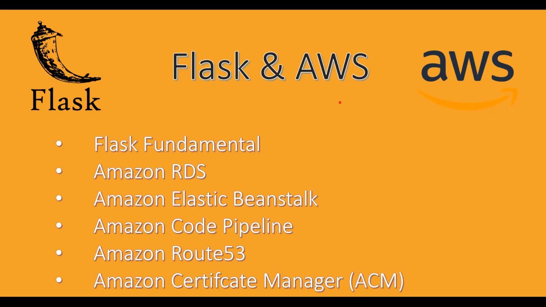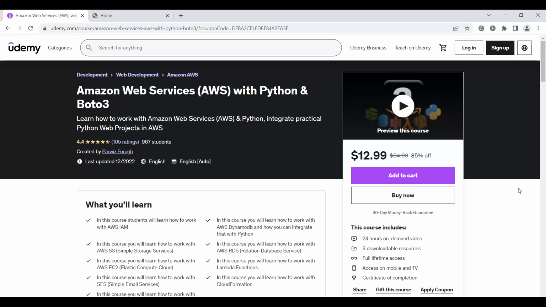And at the end, we are going to add a custom domain name using Amazon Route53 to our Flask web app. And also, we are going to secure our Flask web app using Amazon Certificate Manager. So now let's check what we are going to build.